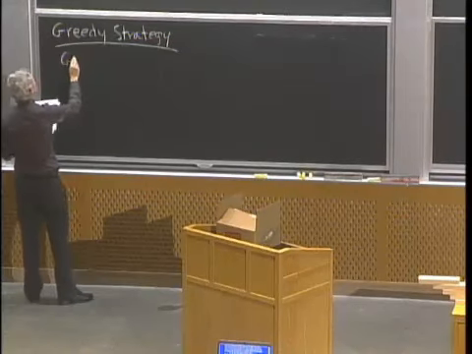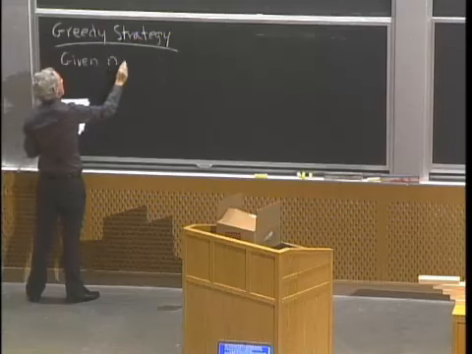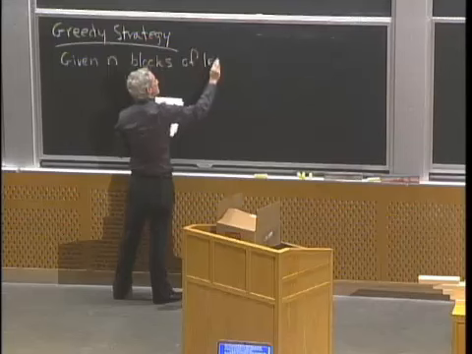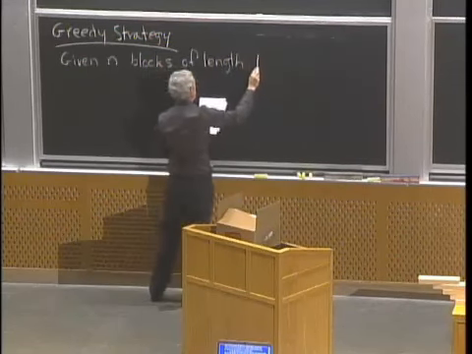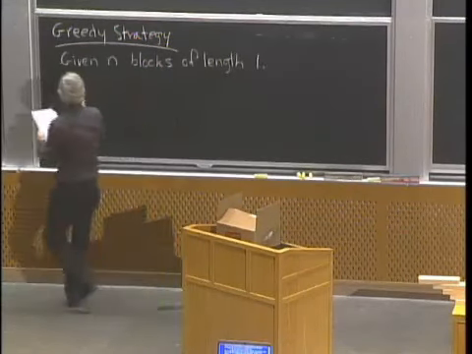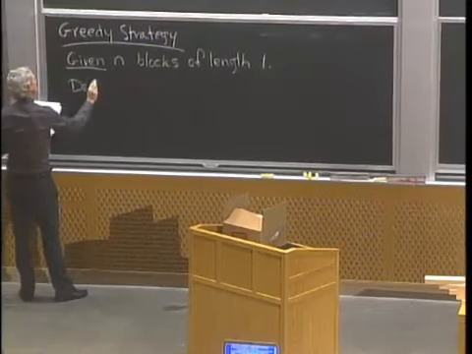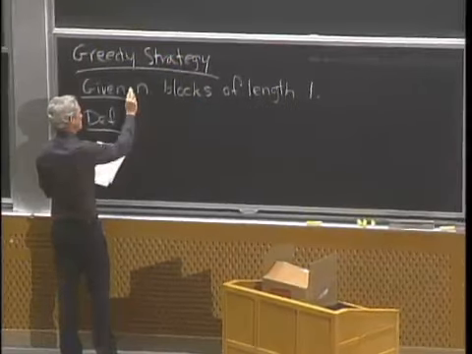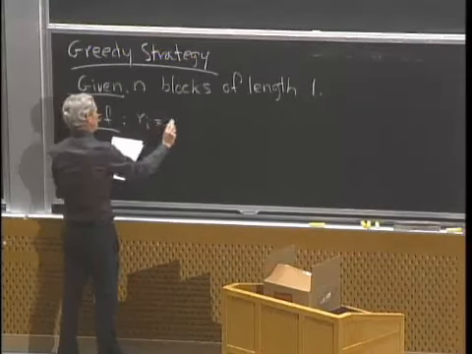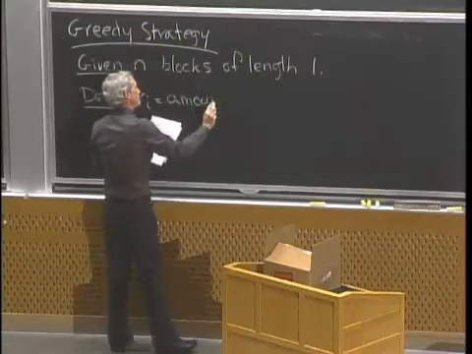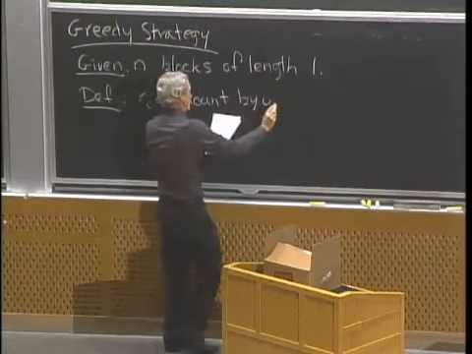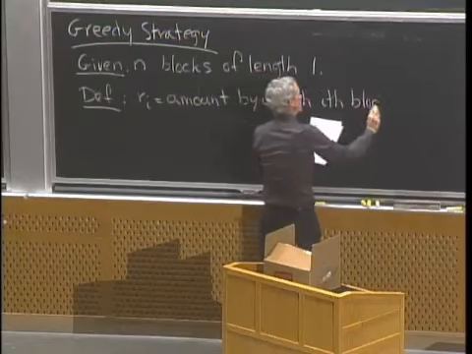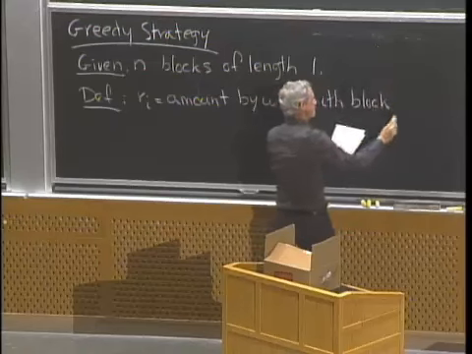So we're given n blocks, and let's say they all have length 1 to make it easy. And we're going to define r sub i to be the amount by which the ith block hangs out over the edge. And we're going to count from the top.